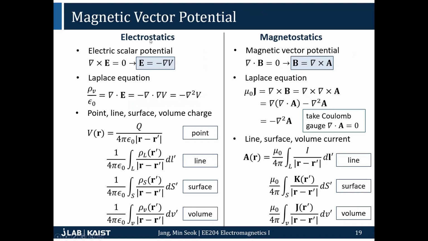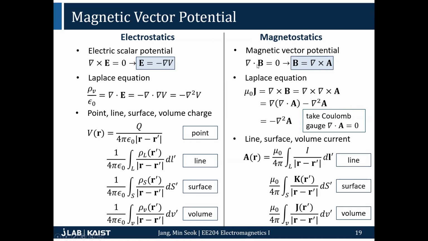So in electrostatics, because curl of E is 0, the electric field can be written as a gradient of a scalar function, right? And that made our life a lot easier because we can deal with a scalar potential rather than a complex vector quantity. And then we got the solutions for point, line, surface, and volume charges.